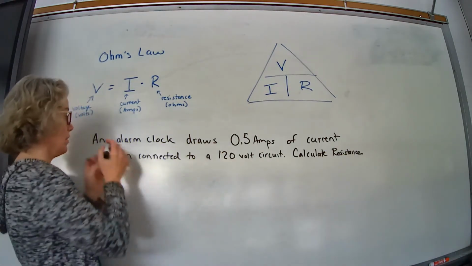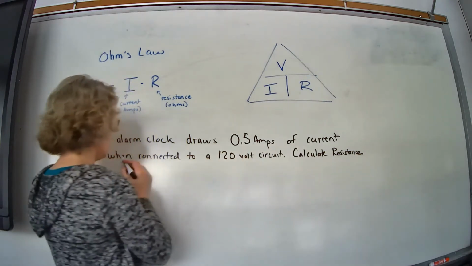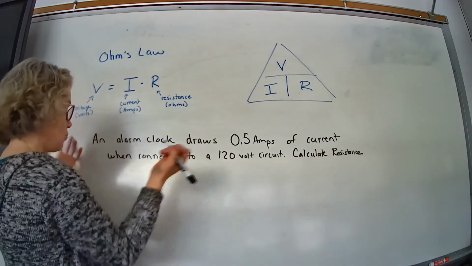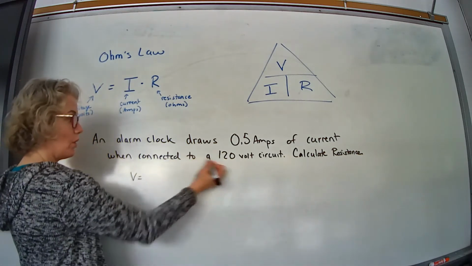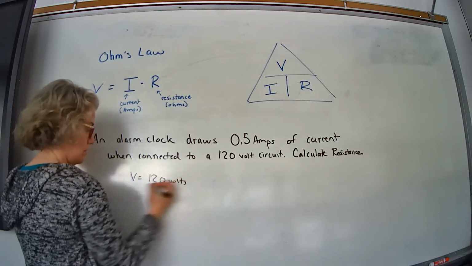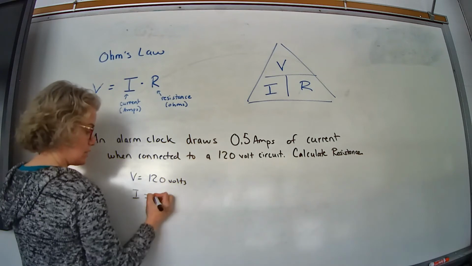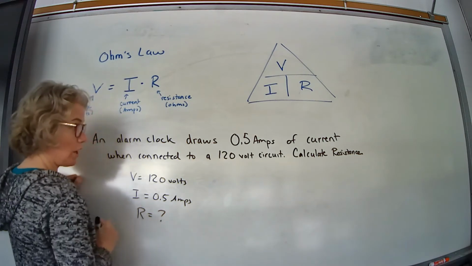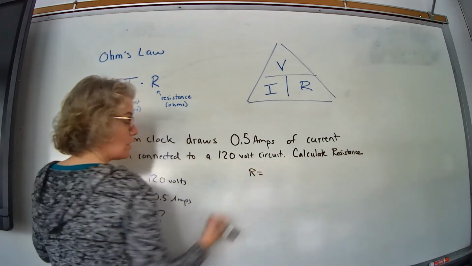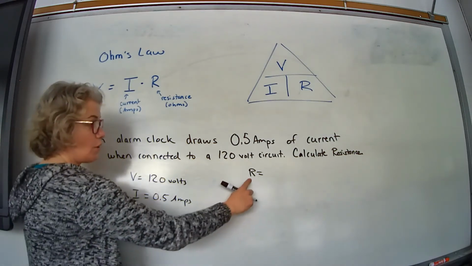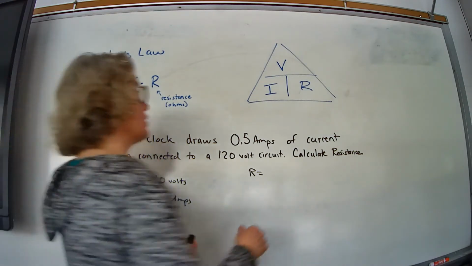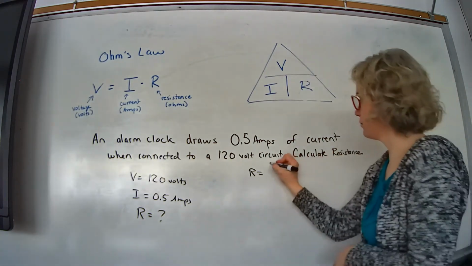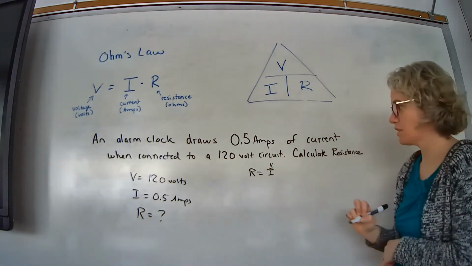Here is another example. An alarm clock draws 0.5 amps of current when connected to a 120 volt circuit. Calculate resistance. All right, so what do we know? Voltage, we know, is 120 volts. Current is 0.5 amps. Resistance is what we're trying to find. So I know the equation that I want to use is going to start with resistance equals. So I'm going to cover resistance: voltage divided by current is going to give me resistance.